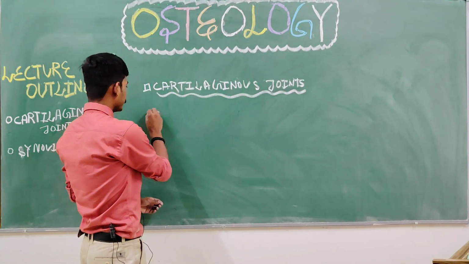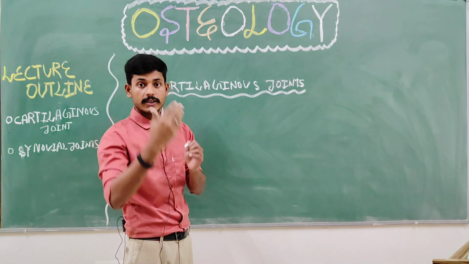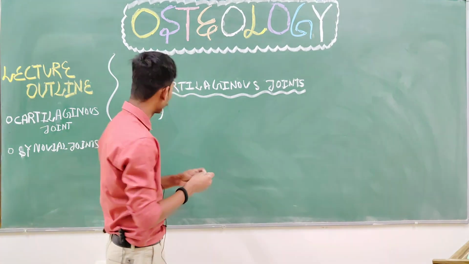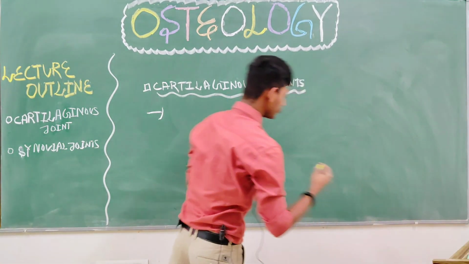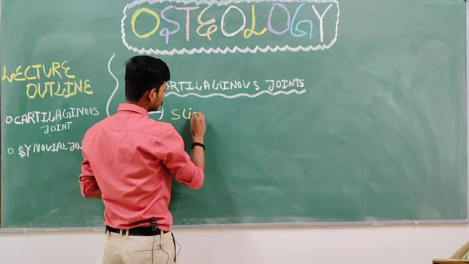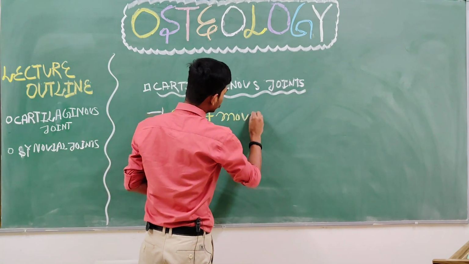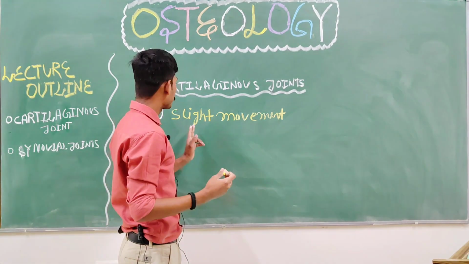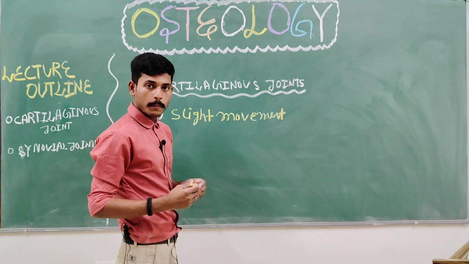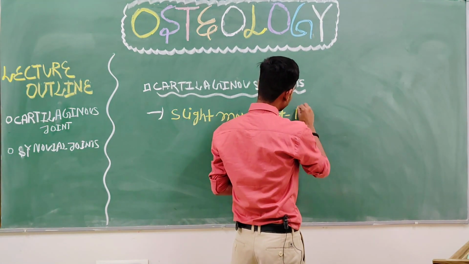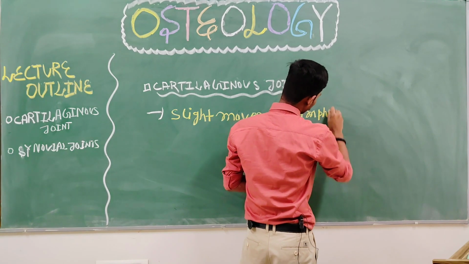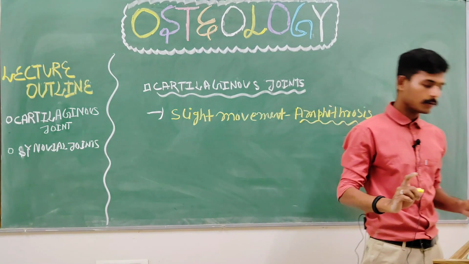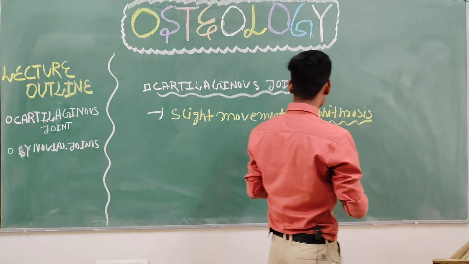Now, if we correlate this joint with the functional classification of joints, it is a type of joint which provides slight movement. Write down, slight movement. And the functional category which works as a slight movement joint is called amphiarthrosis. Write down, amphiarthrosis. Any doubt? No? Understanding? Amphiarthrosis.